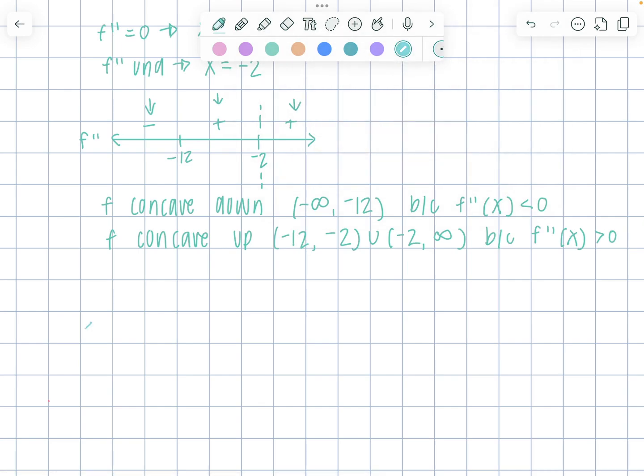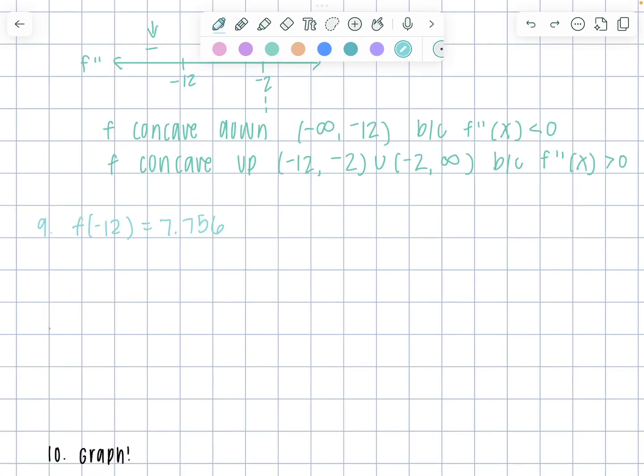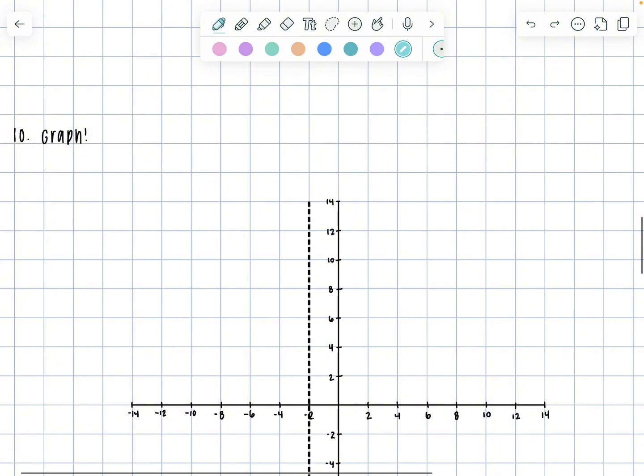Now we must find the y values of these inflection points. We know that x equals negative 2 is a vertical asymptote, so we just need to find what f of negative 12 is. When we plug this into our original function, we see that it yields 7.756. Now that we have all of our information, we can graph our function.